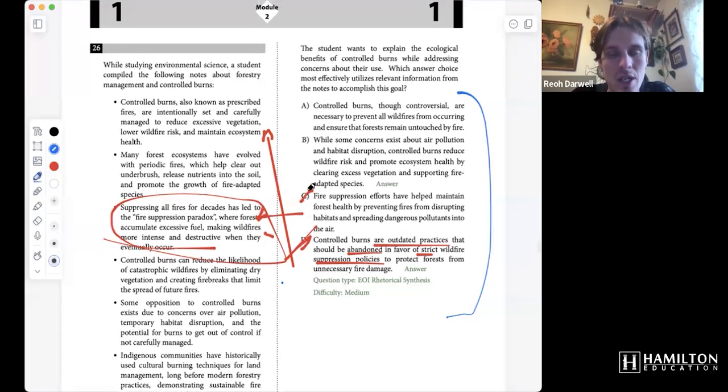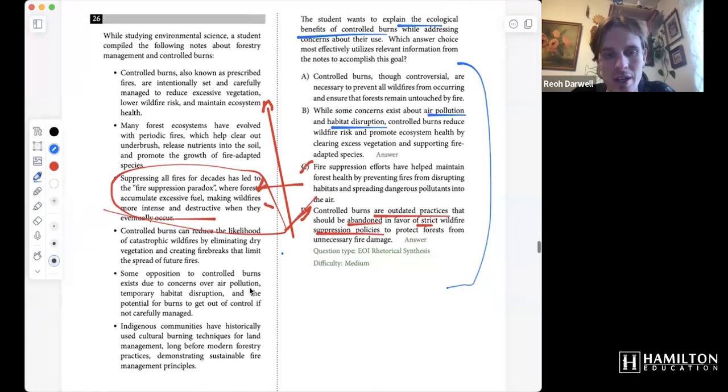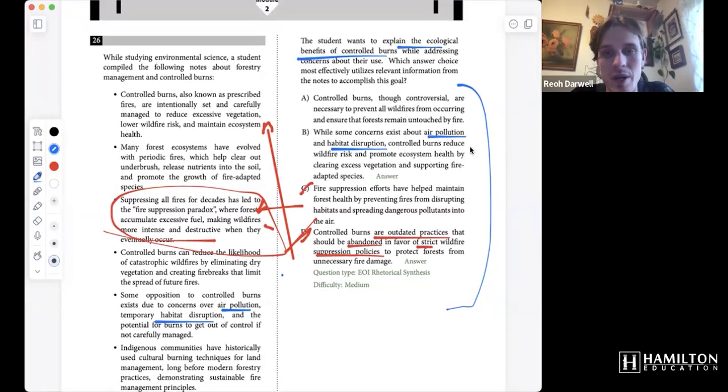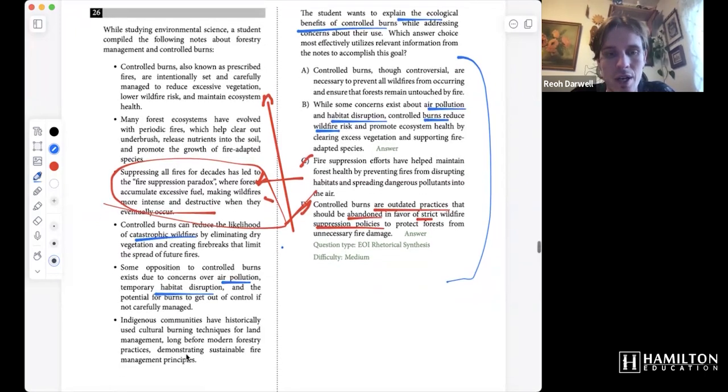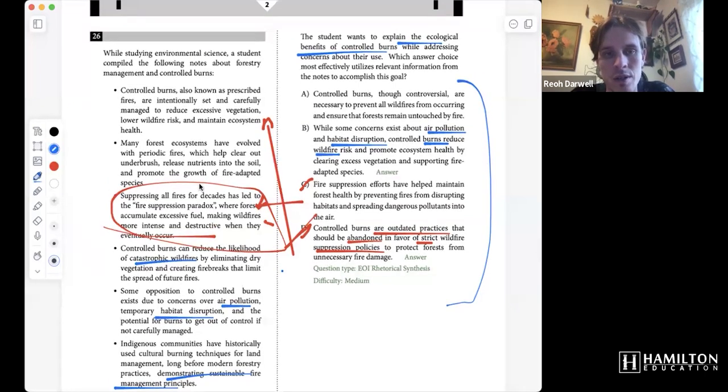Okay, why is B correct? Well, B answers the question, right? The ecological benefits of controlled burns, but addresses some concerns, right? So what are the concerns? Air pollution and habitat disruption, which we see here. But then we see mostly the benefits, right? What are the benefits? Reducing wildfire risk, and ecosystem health, right over here. So nothing wrong with B.